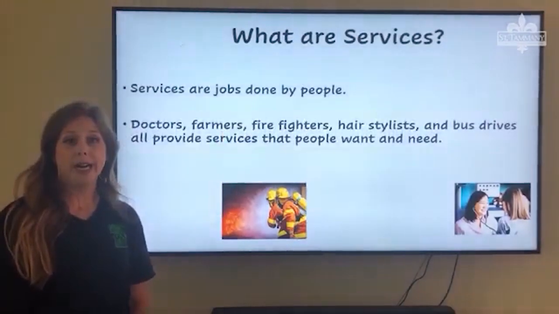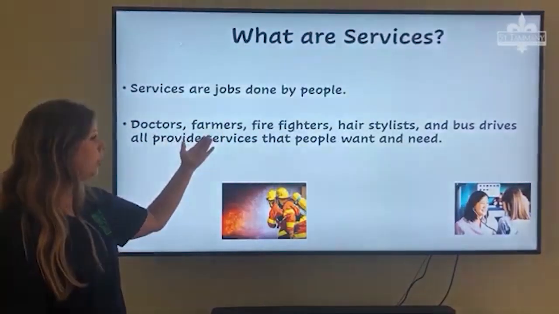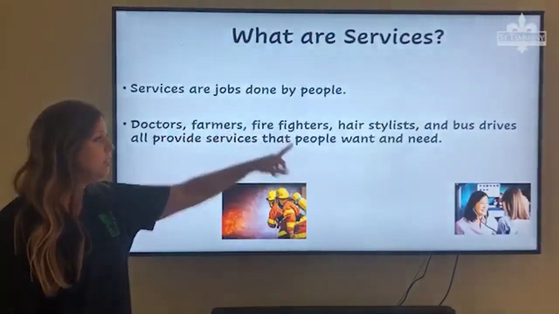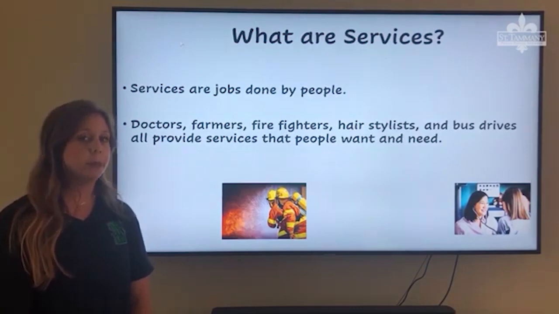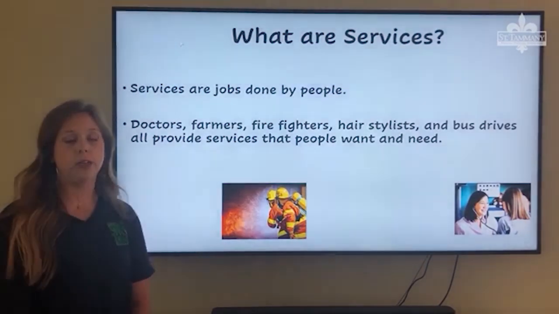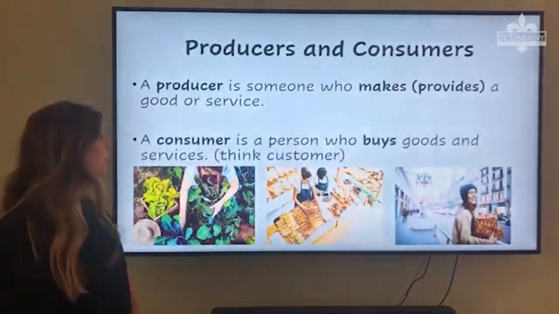Services are jobs provided by people. Some examples: doctors, farmers, firefighters, hairstylists, and bus drivers. All of these people provide a service to the people in our community based on what they need or what they want. Up next, we have producers and consumers.